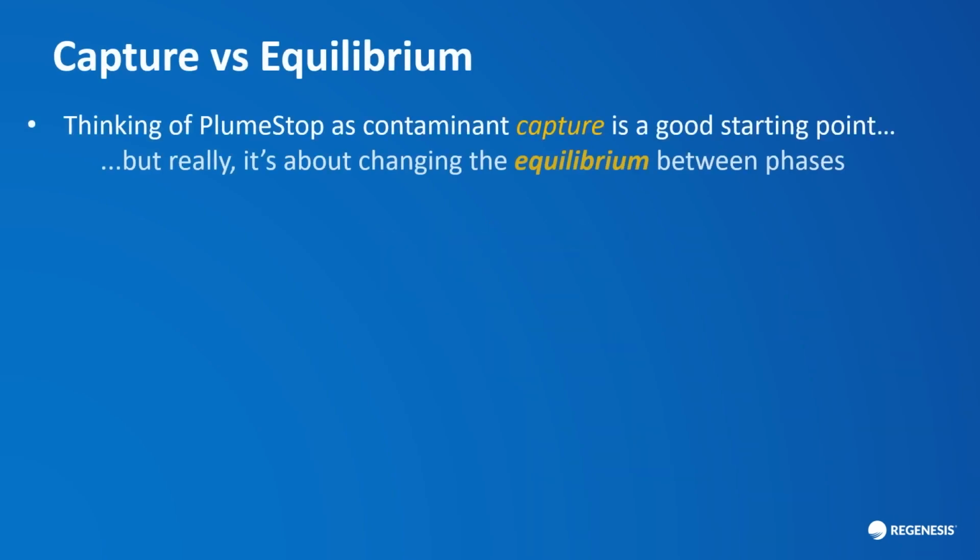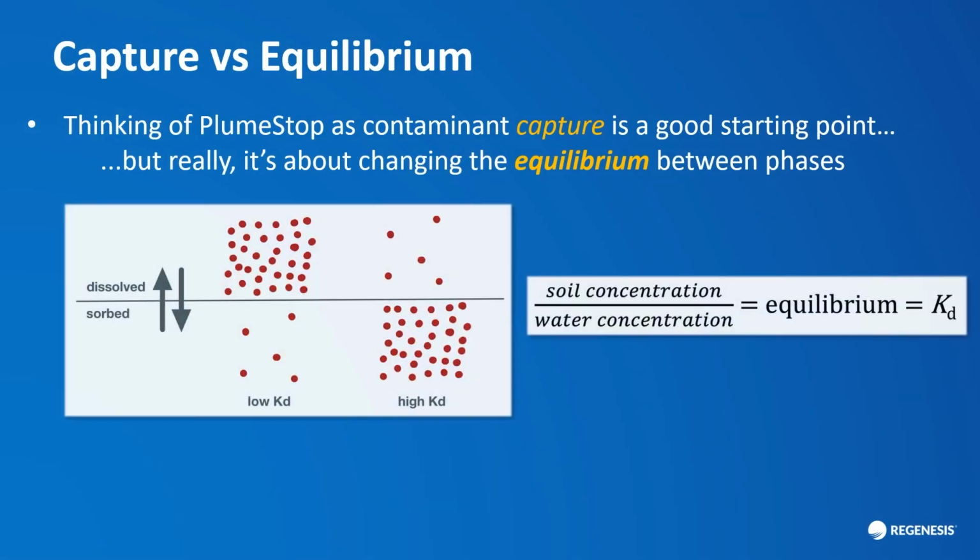The first thing to consider is that although PlumeStop is often considered a means of contaminant capture and is often described in those terms, this descriptor may well be a good starting point, but more accurately, what PlumeStop is doing is changing the equilibrium between phases. By the phases, I mean the soil phase and the groundwater phase principally.